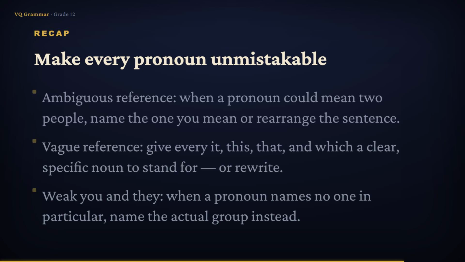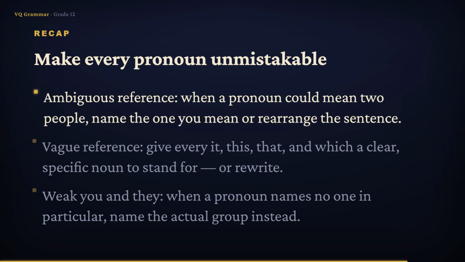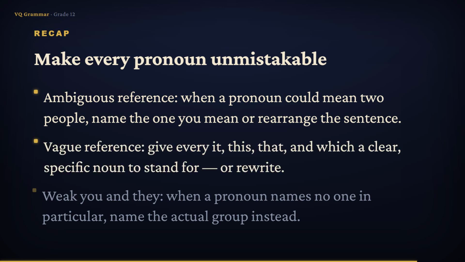Let's gather what we've learned about clear pronoun reference. First, watch for ambiguous reference. When a pronoun could point to two people, name the one you mean, or rearrange the sentence so only one reading is possible. Second, guard against vague reference. Every it, this, that, and which needs one clear, specific noun standing behind it. If there isn't one, supply it or rewrite.